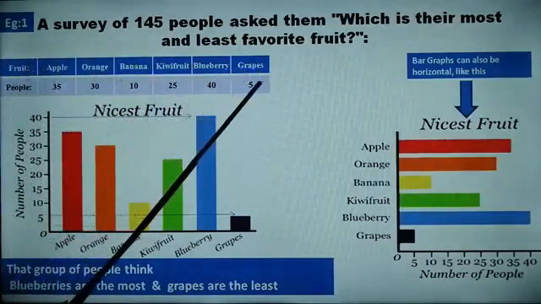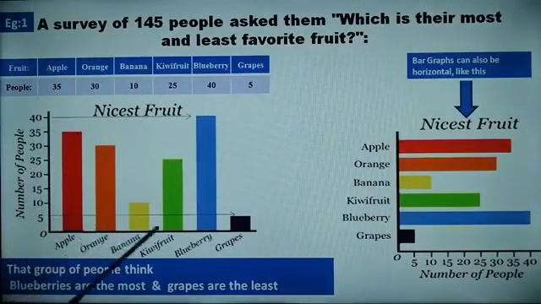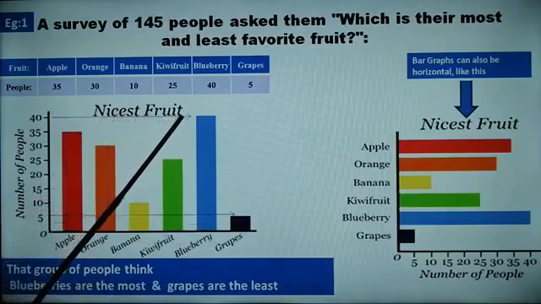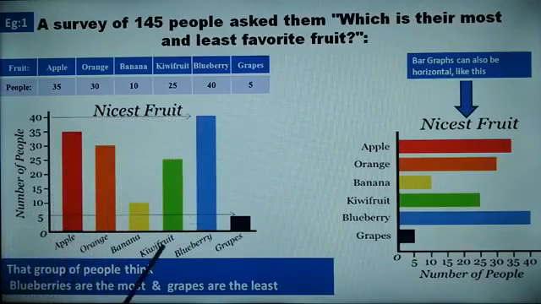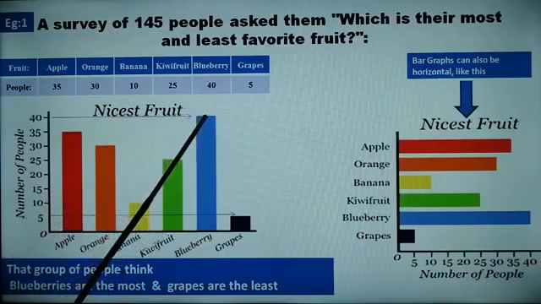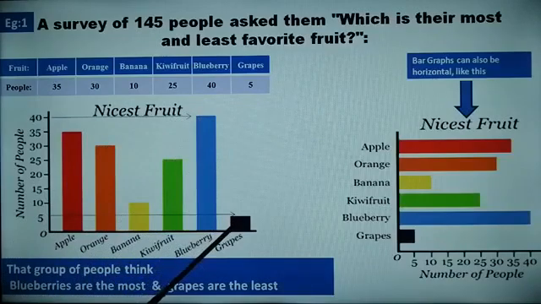So using this frequency table, we are going to make the bar graph. The title of the bar graph is nicest fruit. And on the x-axis, we will label the fruits and on the y-axis, we will label the number of people. And we will make the bar like this. Apple up to 35. Check the number 35 and make the bar like this. Here for orange 30 and for banana up to 10. For kiwi 25. For blueberry 40 and for grapes 5.